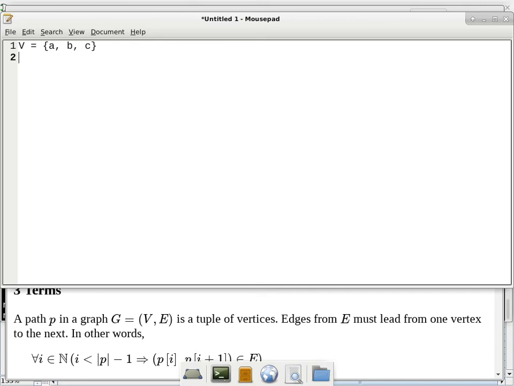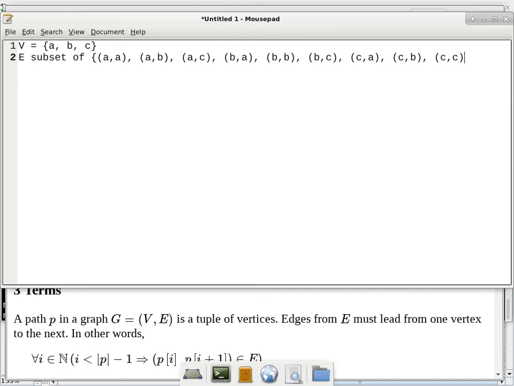Okay, so now we know E has to be a subset of the Cartesian product of V with itself. So it is going to be AA, AB, AC. Now you probably know what's going to go on here. We get BA, BB, BC, because we are looking at the Cartesian product of V with itself. So we are looking at every single way to pair up the elements, even with itself.